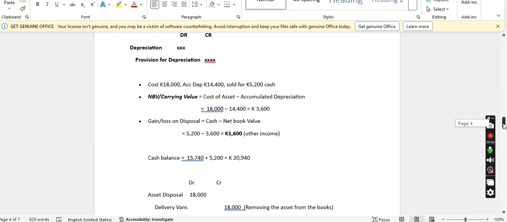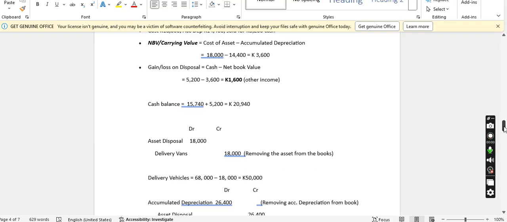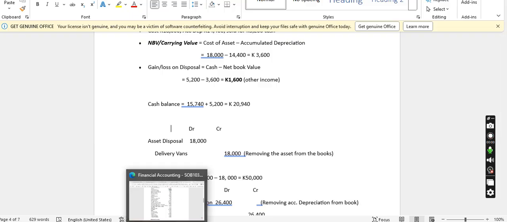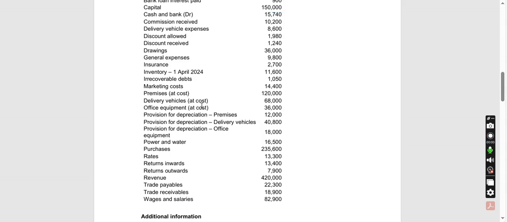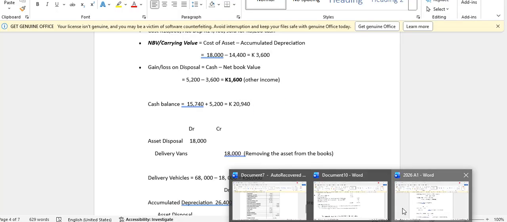Okay, so these are the journal entries which are attached to asset disposal. They are not needed to be put when you're answering a question, but this is just for your general knowledge. All right. So since we sold the delivery van, we need to adjust our delivery van account. Because according to our information here, delivery vans at cost are worth 68,000. So now we sold the delivery van, so we need to remove it out of this account.